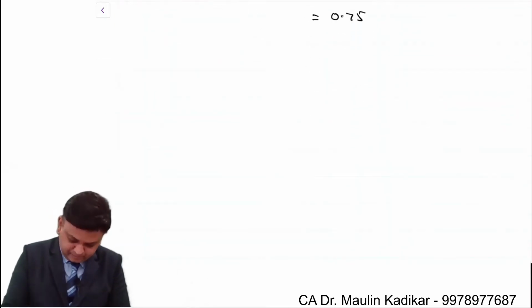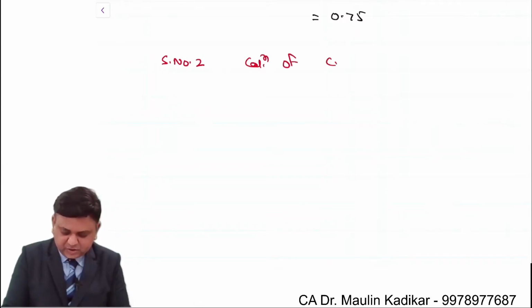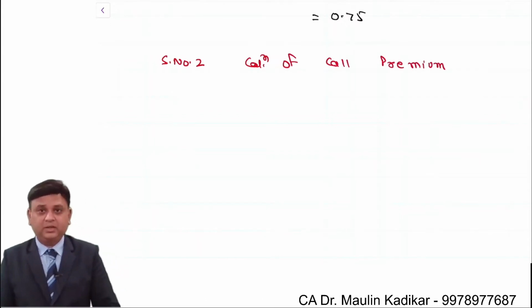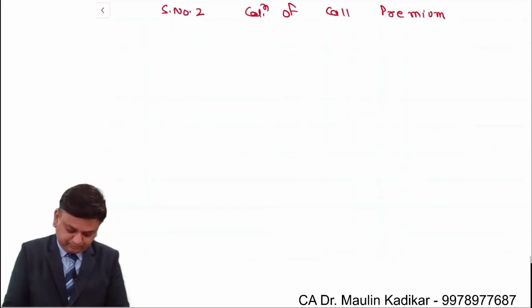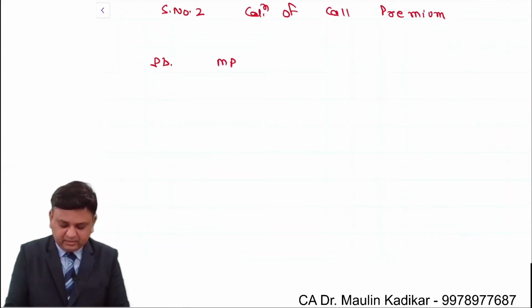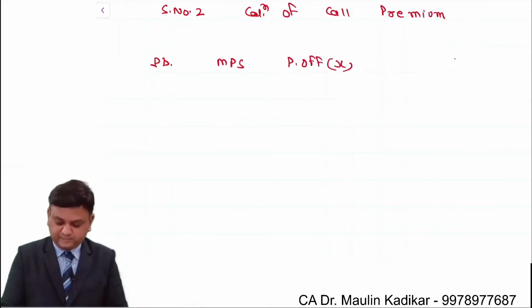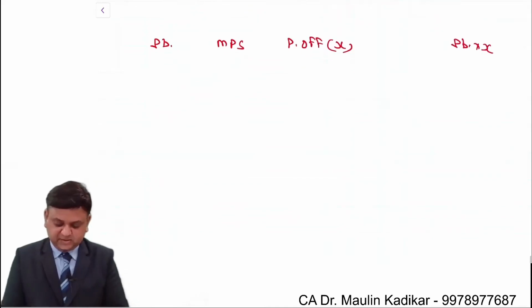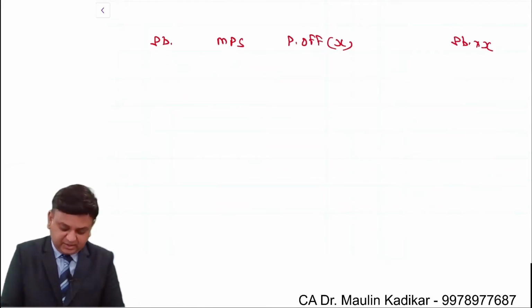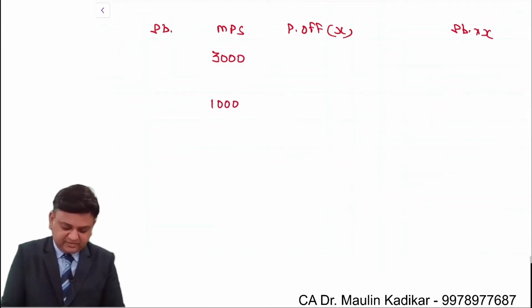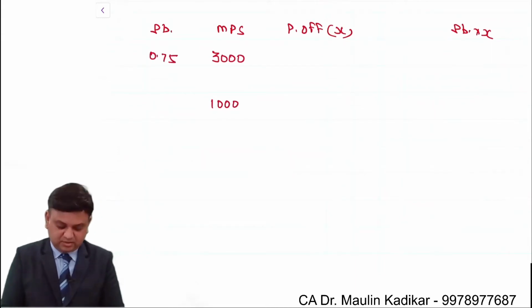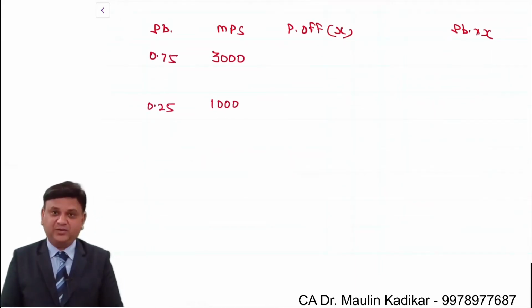Step number 2. Calculation of call premium. In the relevant answer, we have probability, market price of the share, and payoff. We'll assign variable X to payoff, and probability into X. The price of the equity share will be either 3,000 or 1,000. There are 75% chances the price will increase and 25% chances the price will fall down.